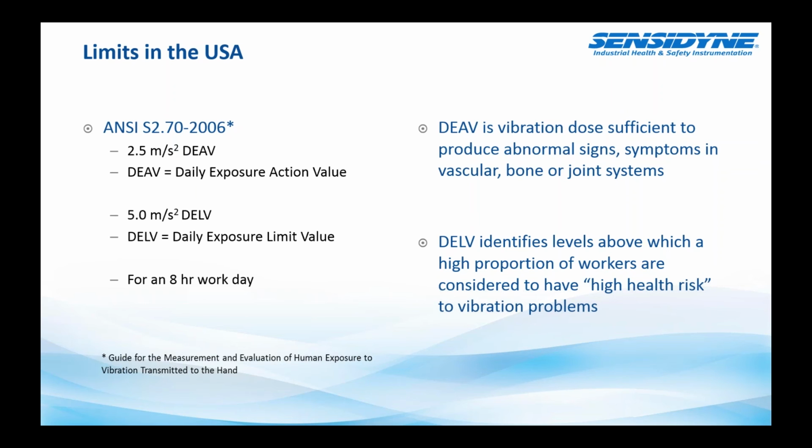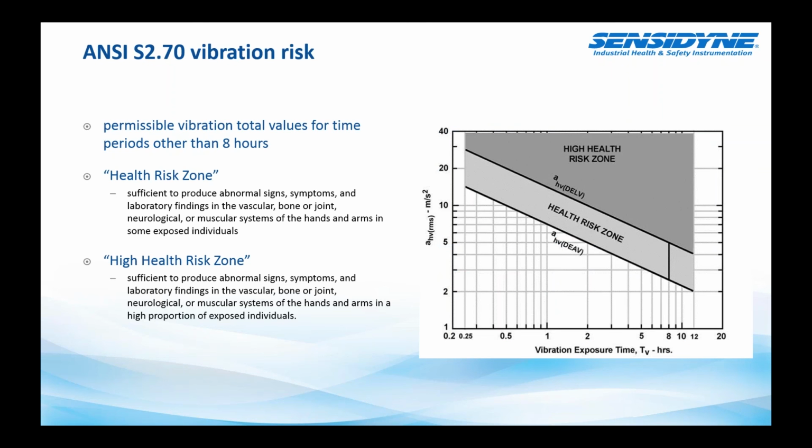This is just plotting those values as a response curve, exposure time along the bottom axis and the level of acceleration that we measure on the vertical axis, and you'll see the various zones indicated there that are the risk zone and the high health risk zone.